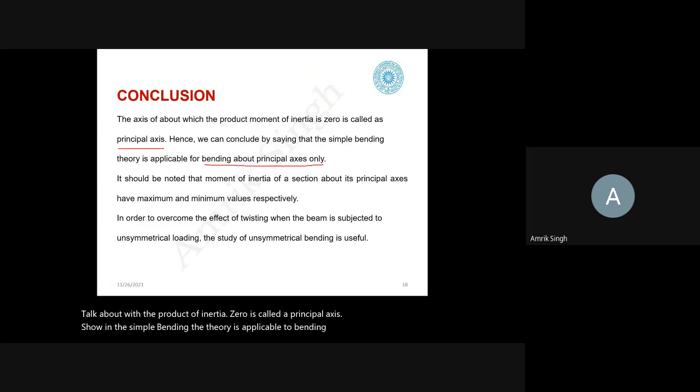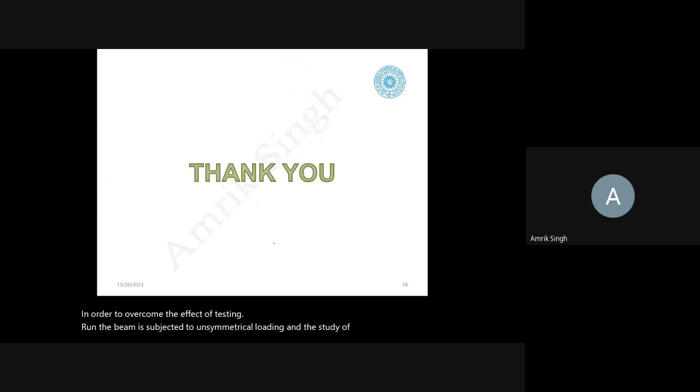So I conclude here. The axis about which the product of inertia is zero is called the principal axis. So in simple bending, the theory is applicable to bending about the principal axis only. And the moments of inertia of the section about its principal axes have maximum and minimum values respectively. So in order to overcome the effect of twisting when the beam is subjected to unsymmetrical loading, the study of unsymmetrical bending is very useful.